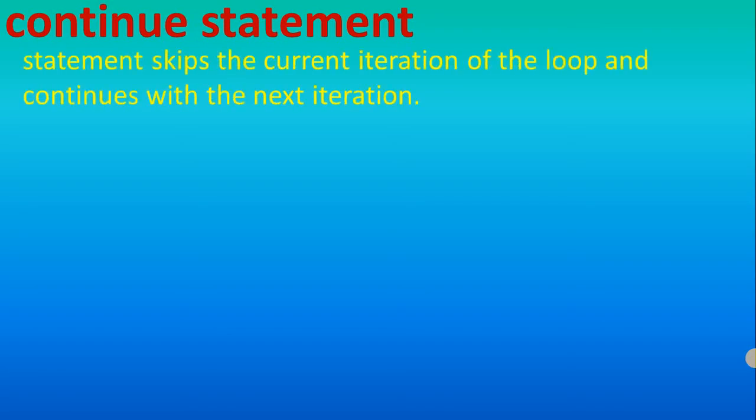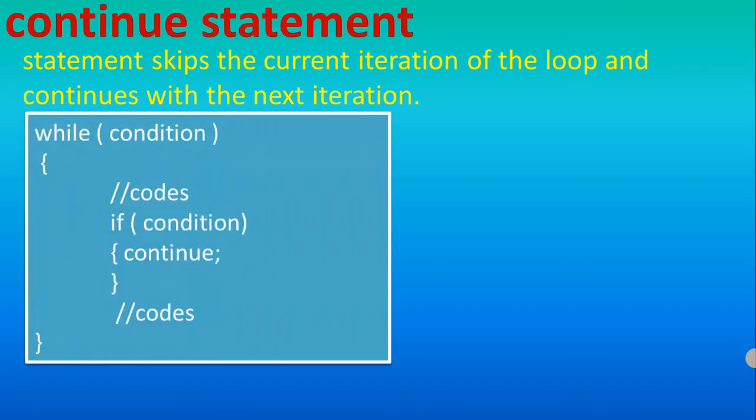So the continue statement means it skips the current iteration of the loop and continues with the next iteration. Iteration is also known as repetition, or you can say the looping process. So here we will take one example. In this example there is a use of the continue statement.